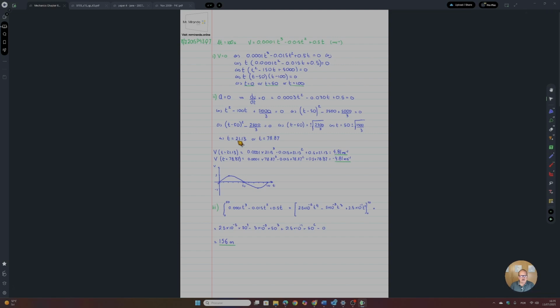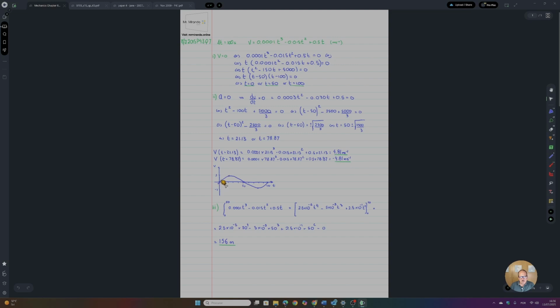To actually get the values of the velocity at these times, now just substitute them into the expression for the velocity. That's what I did here. And I have the actual velocity when the acceleration is 0. Okay? So now I have everything. I have here 0, 50, and 100 as the times when the velocity was 0. I have the maximum velocity when the acceleration is 0, 4.81. I have the minimum velocity when the acceleration is 0, minus 4.81.